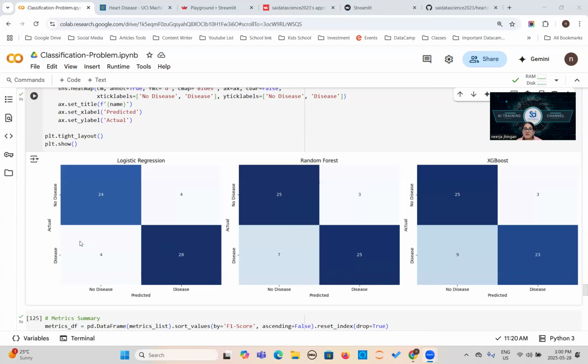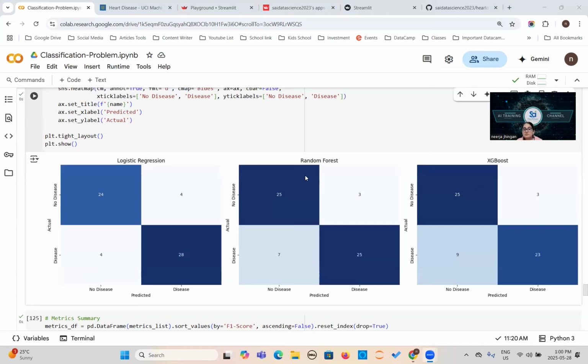Are you getting my point? Because if the patient has heart disease, your model also should say they have heart disease. It should not say no, they don't have heart disease. If it is saying that they don't have heart disease, even though in actuality they do, that value is known as false positive. Okay, so you need to take care of this.